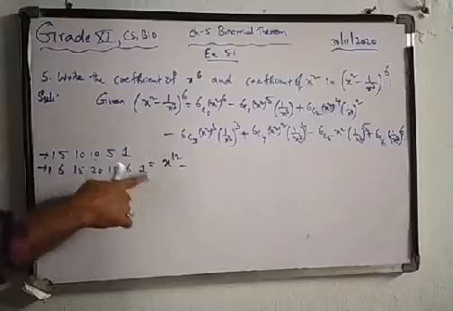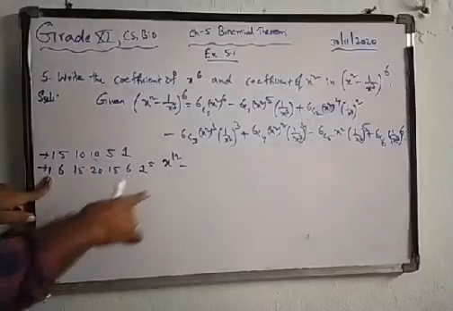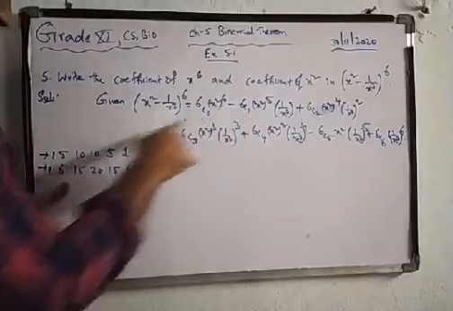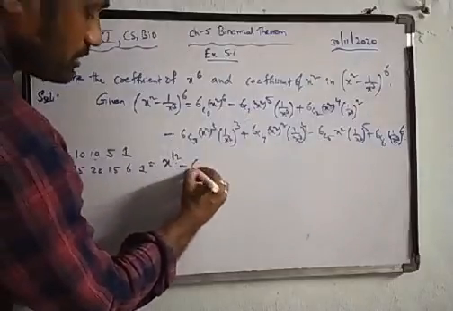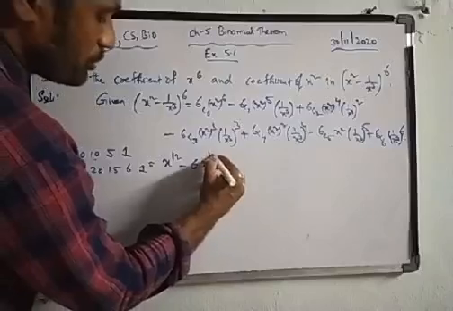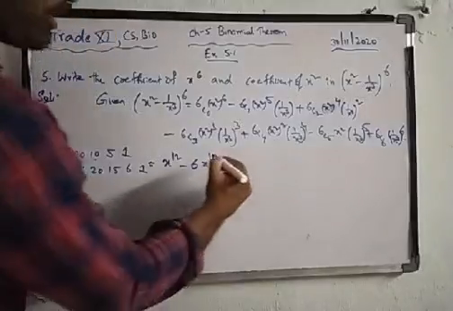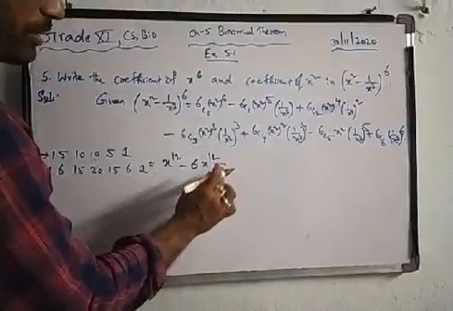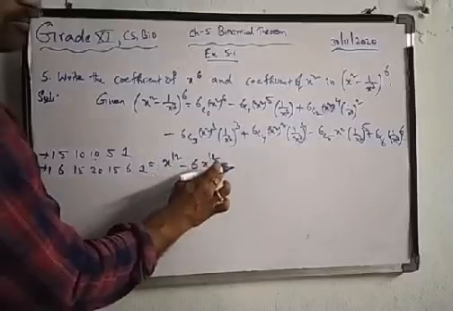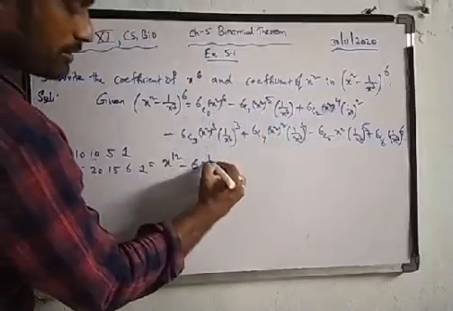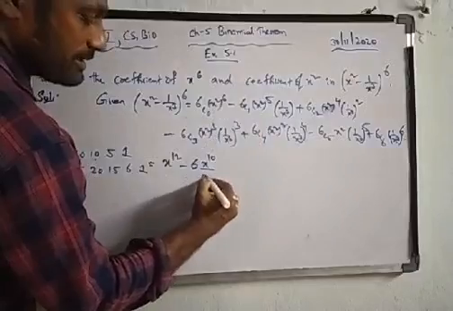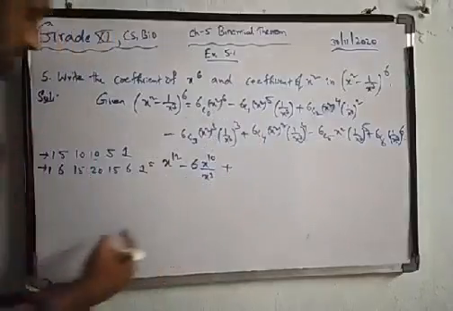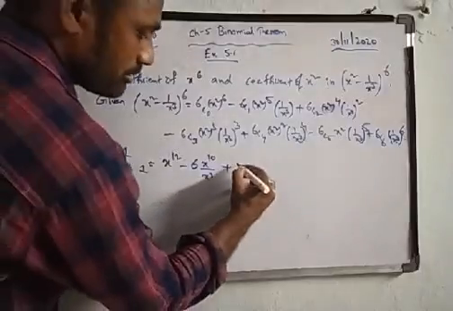1, 2, 3, 4, 5, 6, 7. So 7 terms. So 6C0 value is 1. Next 6C1 value is 6. So that is 6 x to the power of 12 minus x to the power of 10 by x cube plus 6C2, that is 15.